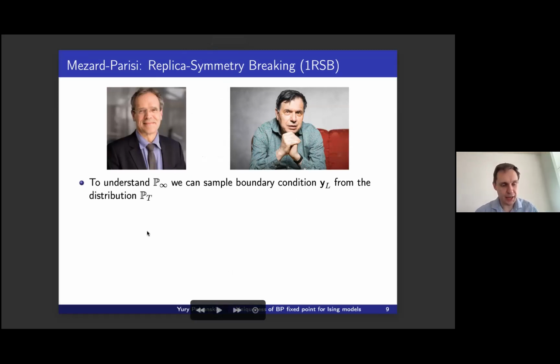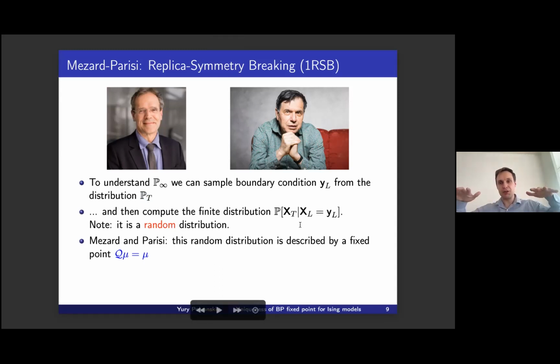Okay, so what they suggested is the following. If you want to understand this free boundary measure P infinity, here's what you can do. You can first sample the boundary condition YL from the finite measure, and then build up from that boundary, using the Gibbs rule, the distribution on the tree above this layer. Notice that this creates a random distribution on the finite tree, because you first simulated a random choice of the boundary condition, and then, given that boundary condition, you simulated a distribution. So if you let t go to infinity, then in this way you simulate a random Gibbs measure on an infinite tree.